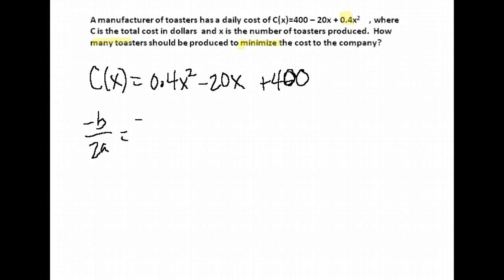Okay, let's find our vertex, or the number of toasters we need at that vertex, which will be x equals negative b over 2a, so we have negative of negative 20 over 2 times 0.4. Negative and a negative make that a positive 20, and 2 times 0.4 is 0.8. So we do 20 divided by 0.8, and we get 25.